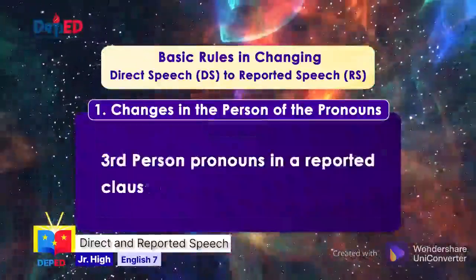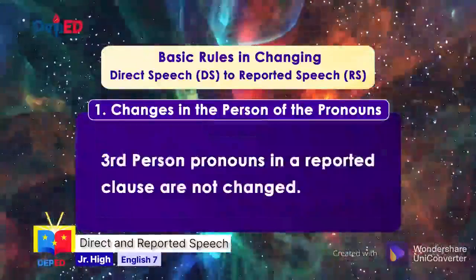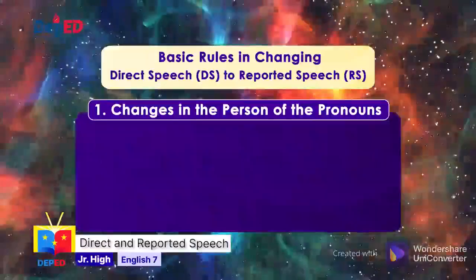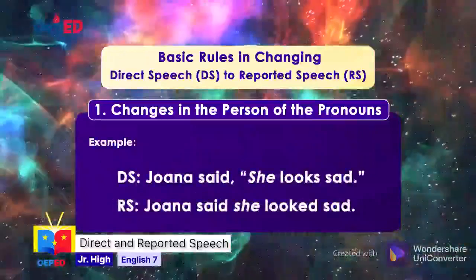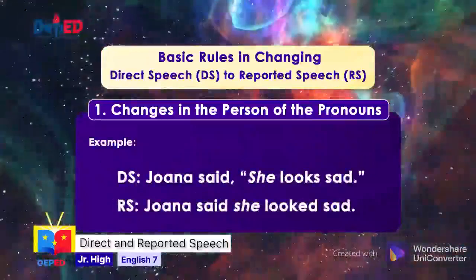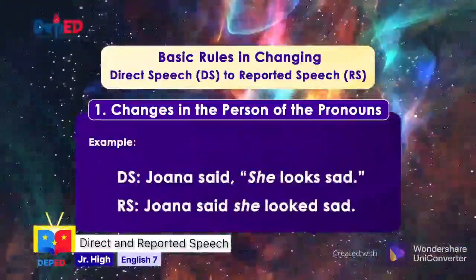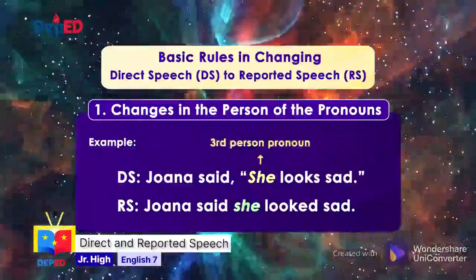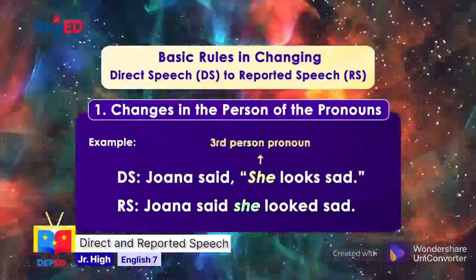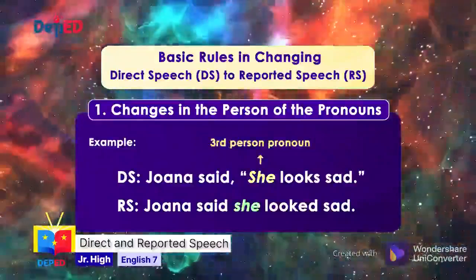Third-person pronouns in a reported clause are not changed. Examples: DS. Joanna said she looked sad. RS. Joanna said she looked sad. The third-person pronoun she in the direct speech does not change when transformed into reported speech.